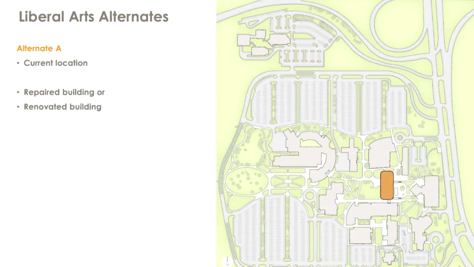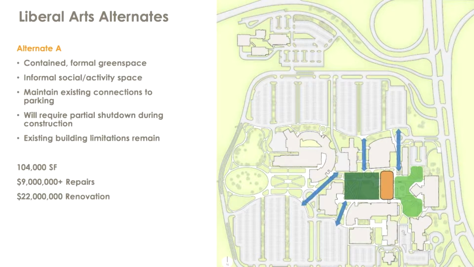The first was keep it where it is. Renovate it, either repair it or renovate it. It creates a nice green space. If you clean that green space up to the west of that building, it potentially creates a nice green space between that and the student center when you really rethink that sunken area, which needs work, a lot of work. It will require a shutdown during construction. The limitations of the building still remain. The building's not getting any bigger in this case.